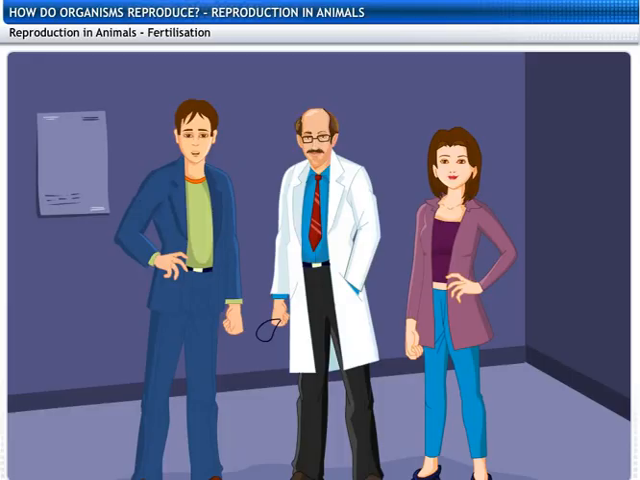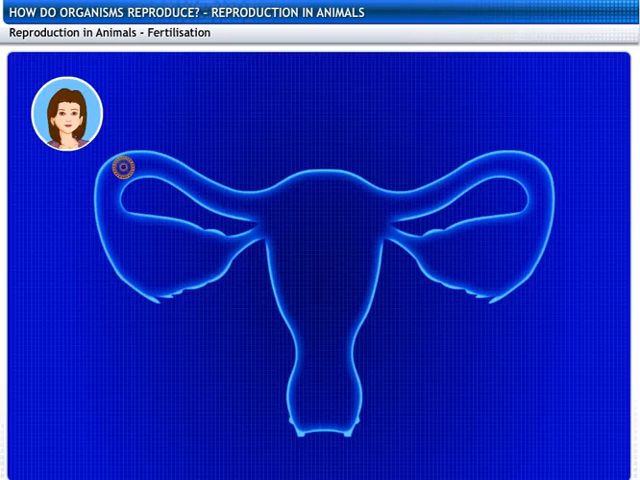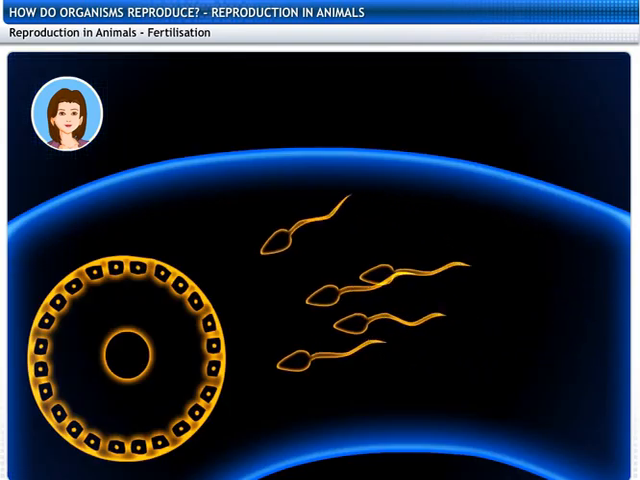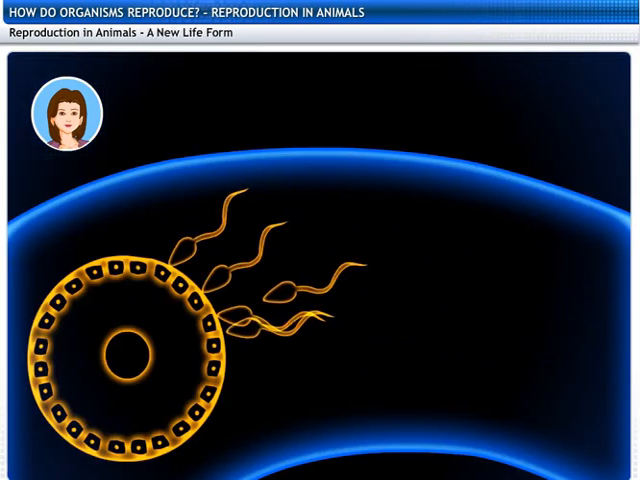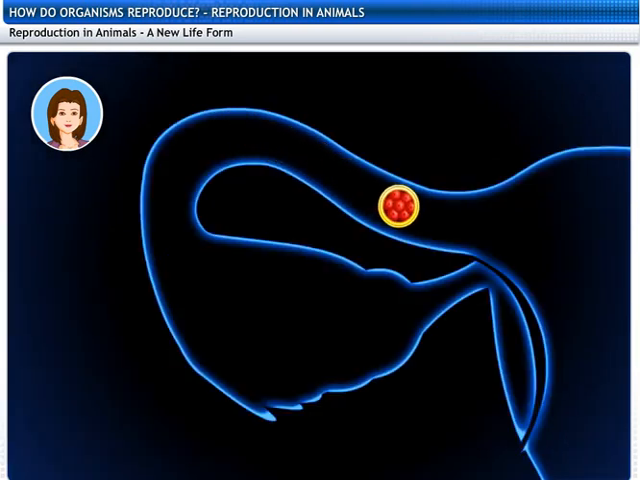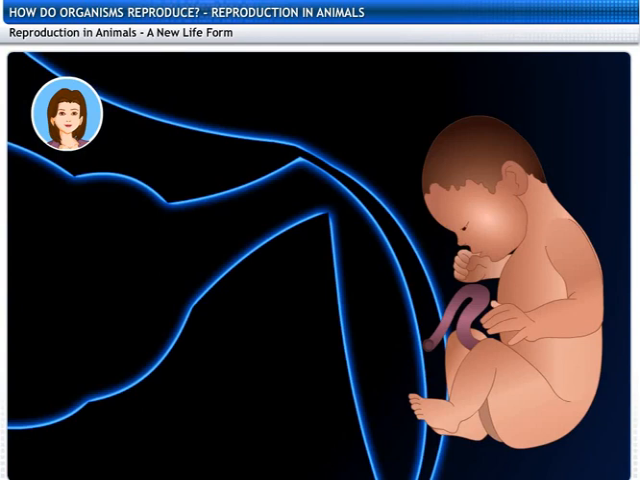How does fertilization take place? Sperm enters through the vaginal passage during sexual intercourse. They then travel upwards and reach the oviduct, where they get to meet the egg. Fertilization takes place here. After fertilization takes place, the fertilized egg, also known as the zygote, starts dividing and gets implanted in the lining of the uterus.